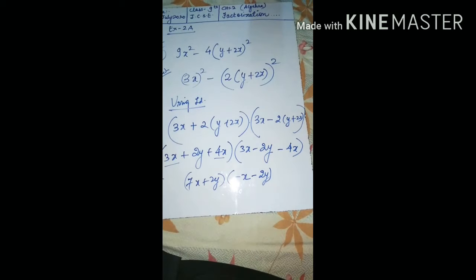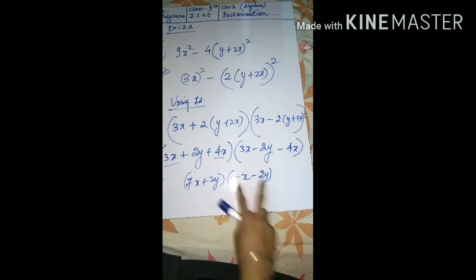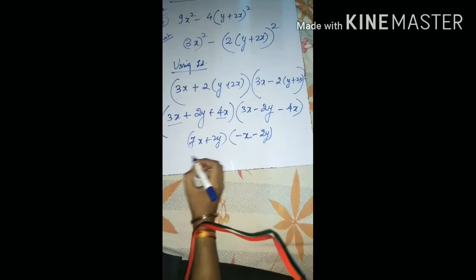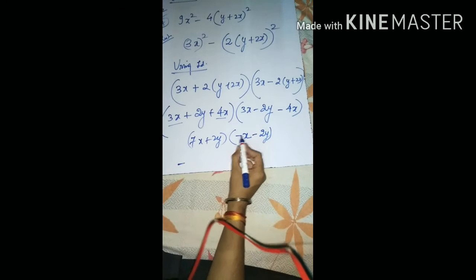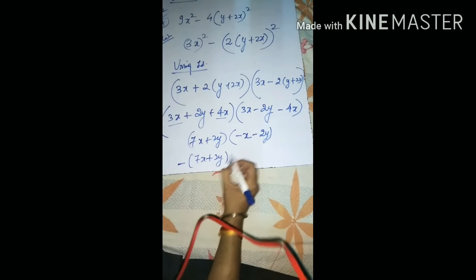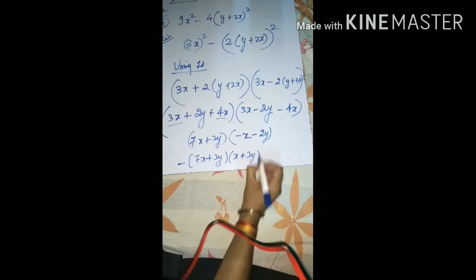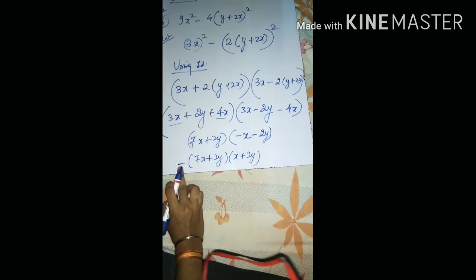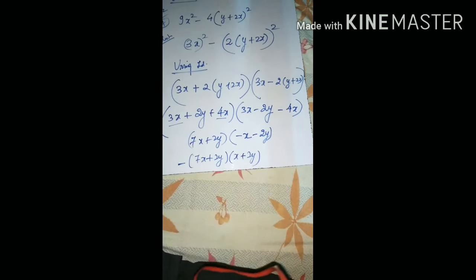Now one thing you can do, you can take negative common, you can take minus common. Okay, from this bracket taking minus common, so this will be 7x plus 2y and x plus 2y. This also, minus common, so this minus here. Okay, and this is the final answer.